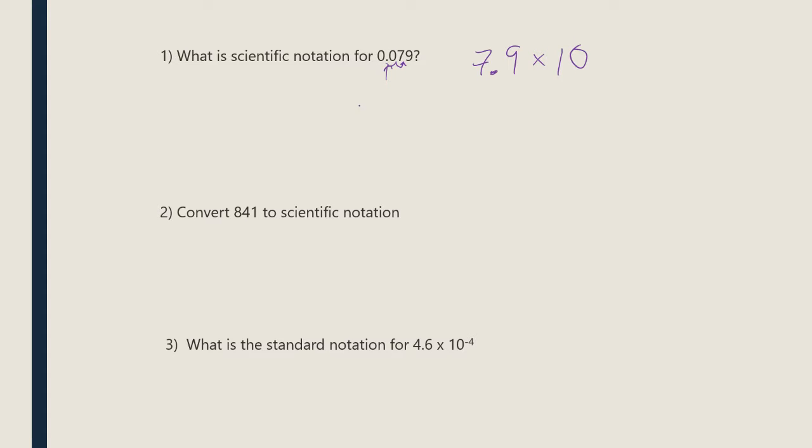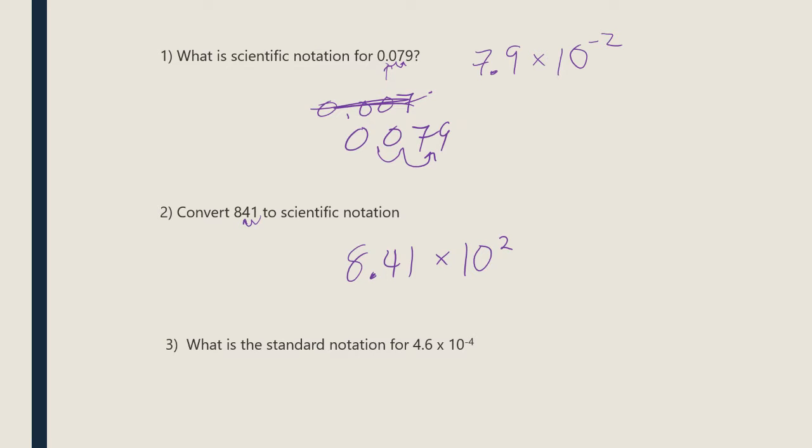And since that original number, the 0.0079, oops, how about 0.079, is less than 1, we want to make that a -2. So that was two jumps, and because that original number was less than 1, that exponent's going to be a negative. For this one, it's going to be positive. We're doing two jumps this way toward the 8, so we get 8.41. There's only one number to the left of the decimal, and those two jumps are represented with a +2 because 841 is greater than 1.